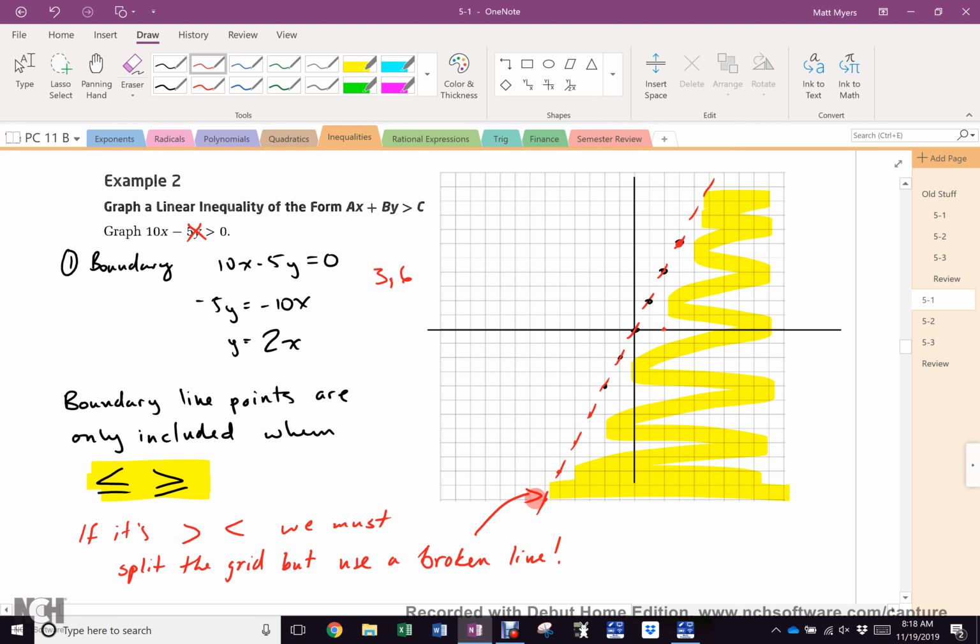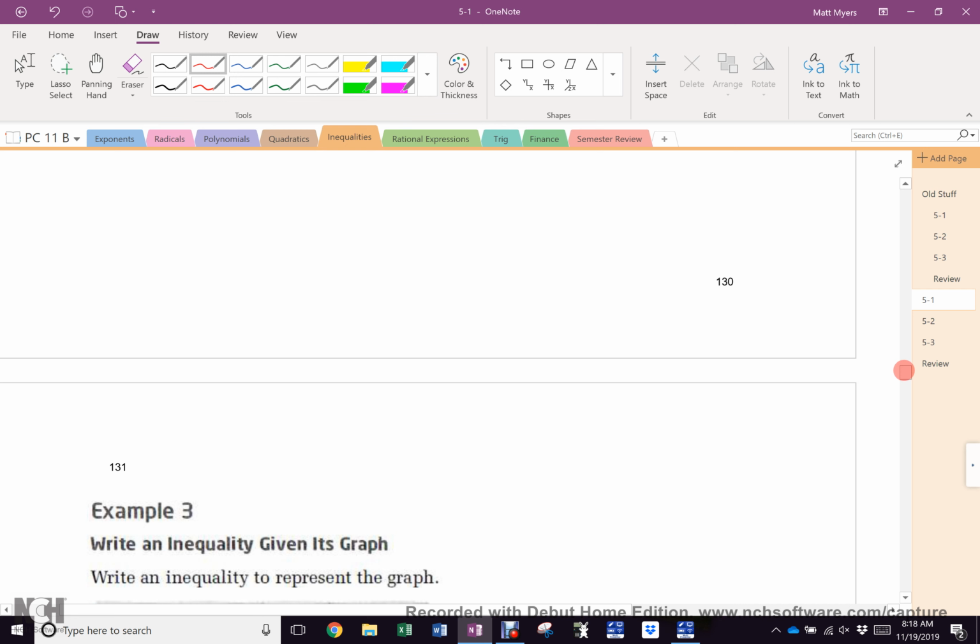Everybody cool? And we remember what that means, right? That means every point right up to this line. For example, this point right here, that is 2, 4, right? 2.001, 4 would be okay. Everybody cool? But 2, 4 is not. Yeah? Okay. So you guys try this one.